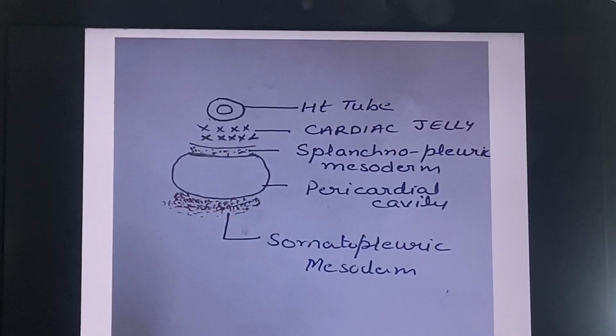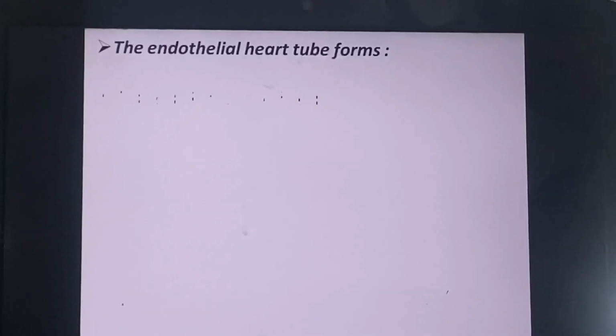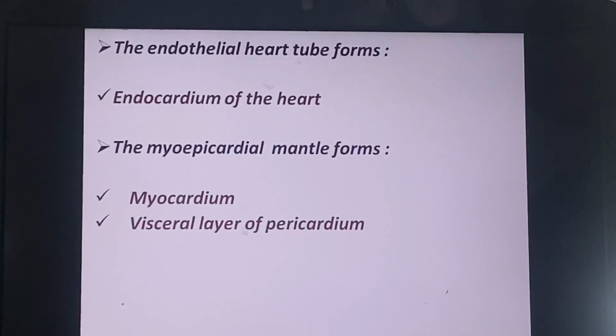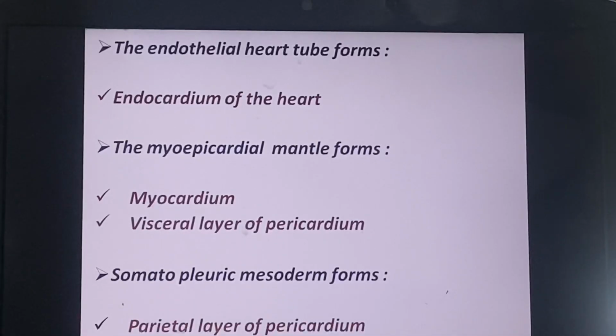Now this is basically a self-drawn diagram. The heart tube is there, you can see. This is the cardiac jelly, this is the splanchnopleuric mesoderm, this is the pericardial cavity, and this is the somatopleuric mesoderm. So the pericardial cavity divides the mesoderm into two parts, that is splanchnopleuric and somatopleuric. The endothelial heart tubes form the endocardium of the heart. The myoepicardial mantle forms the myocardium and the visceral layer of the pericardium.